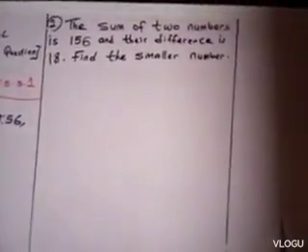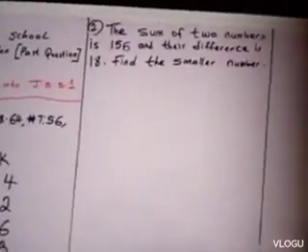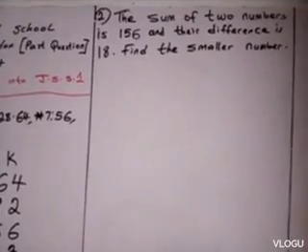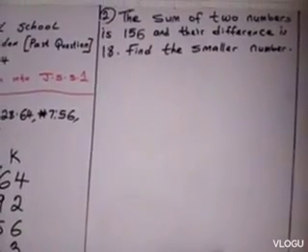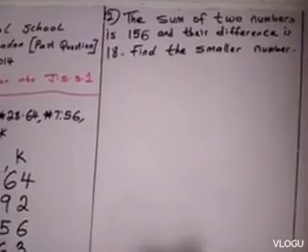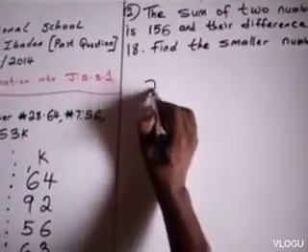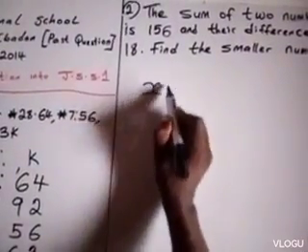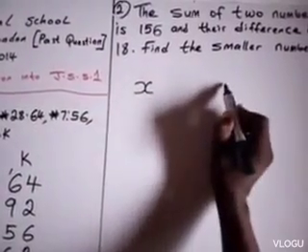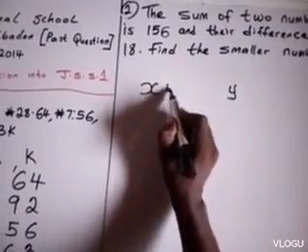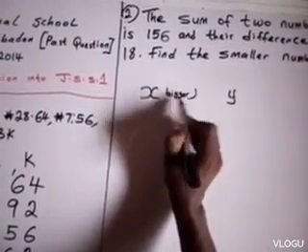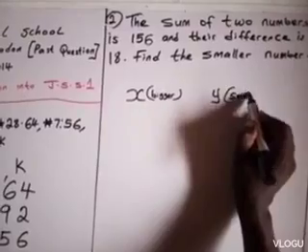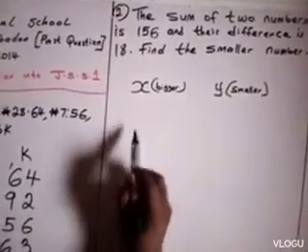The question reads thus: the sum of two numbers is 156 and their difference is 18. Find the smaller number. Not to waste time, let's assume we have x and y. Let x be the bigger number, the larger one, and y the smaller number. Now let's go back to the question.